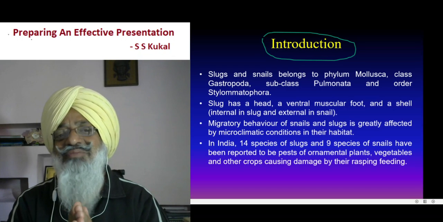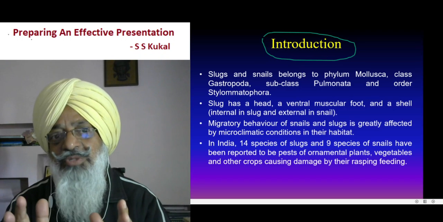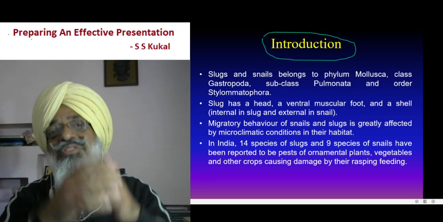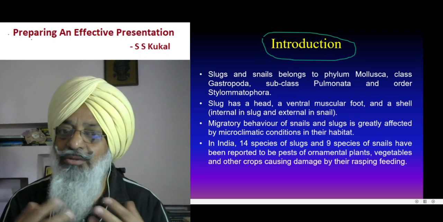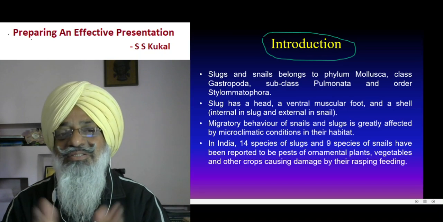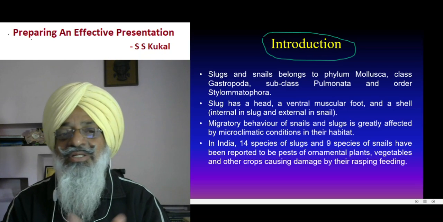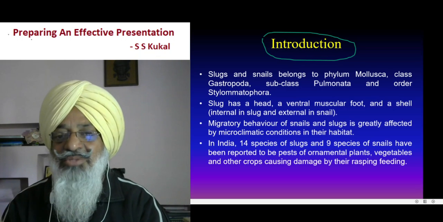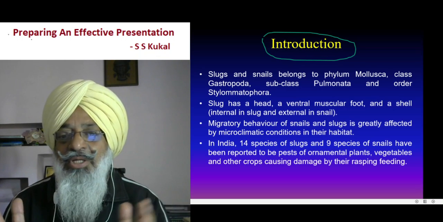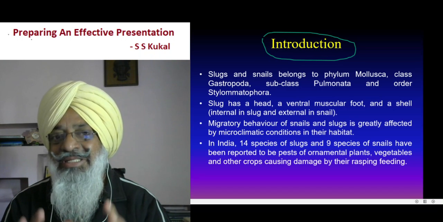Many a times I have seen very mature people, even IAS people, writing such type. This is introduction. Why to say this is introduction? Then again, slugs and snails belong to phylum Mollusca, class this. The slug has a head, a ventral muscular foot, like so. All these bullet points, these are complete sentences.